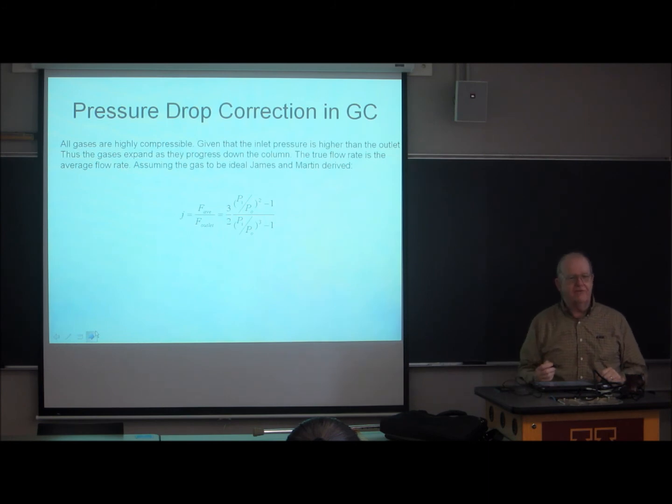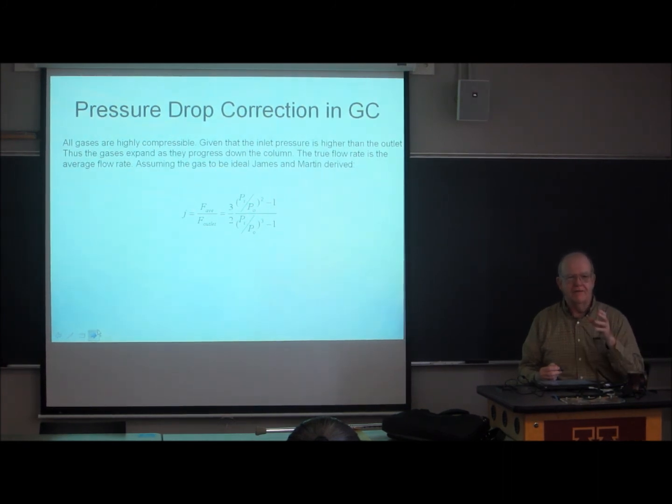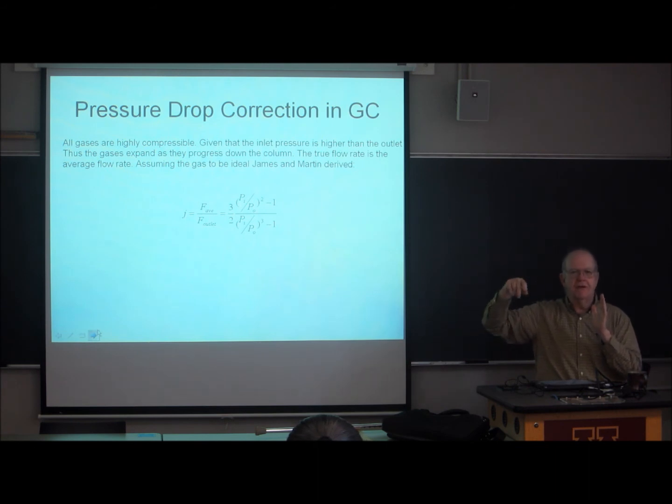It turns out that's fairly easy to do by application of the ideal gas equation, good old PV equals nRT. PV is a constant. Flow rate is just the derivative of the volume with respect to time. P times flow rate is a constant, so it's easy to calculate what the average flow rate is if you know the flow rate at the exit of the column, and you measure the inlet pressure and you measure the outlet pressure.